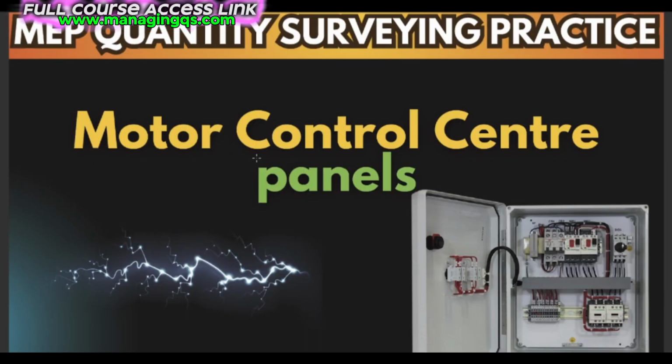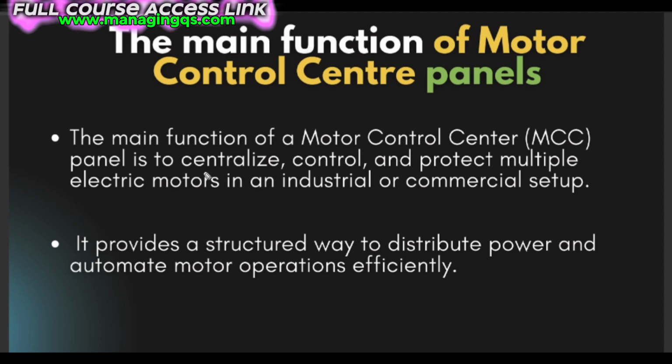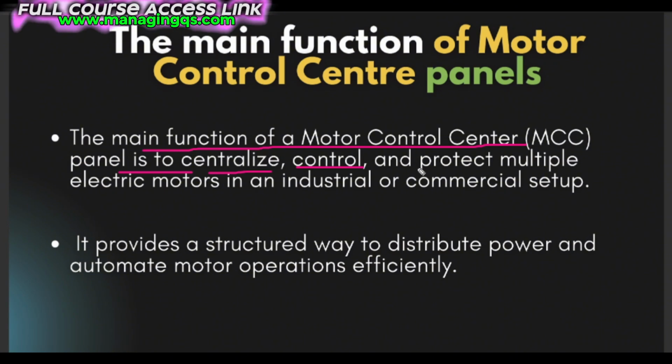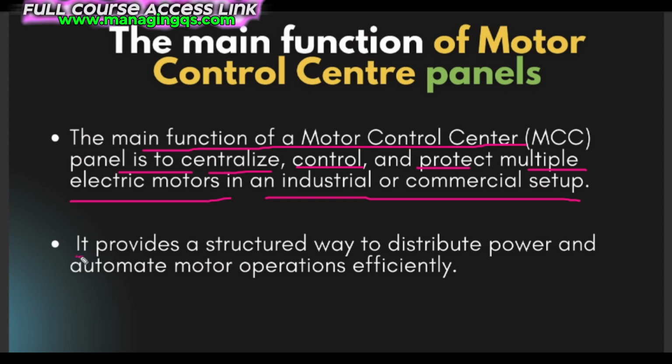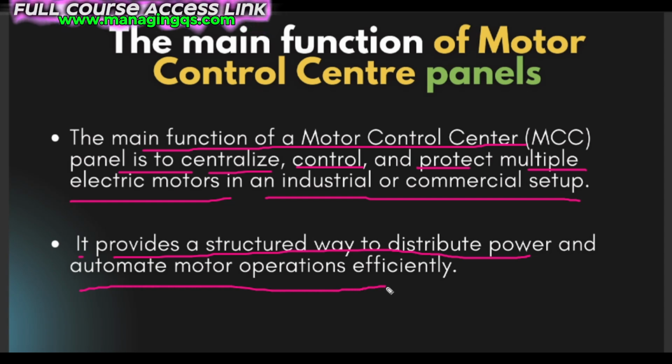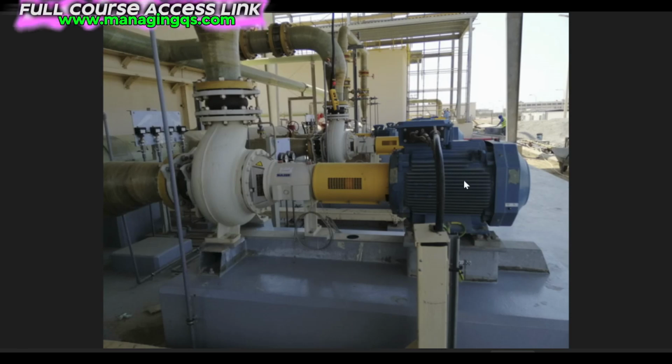Right, so let's discuss some key functions of motor control center panels. The main function of the motor control center panels is to centralize, control and protect multiple electric motors in industrial and commercial setups. It also provides a structured way to distribute the power and automate motor operation efficiently. So these are the very important key functions of MCC panels. Now you can see some heavy motor operation for industrial purposes. The MCC panels help to centralize this motor operation at one point. You can see some example pictures of heavy motor operations.